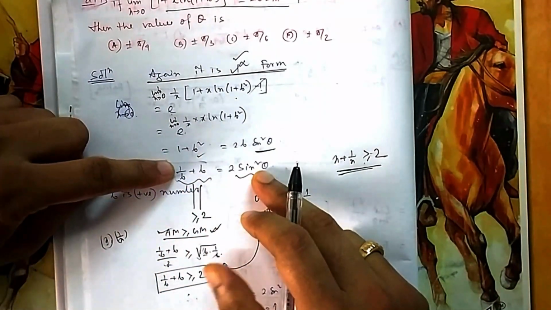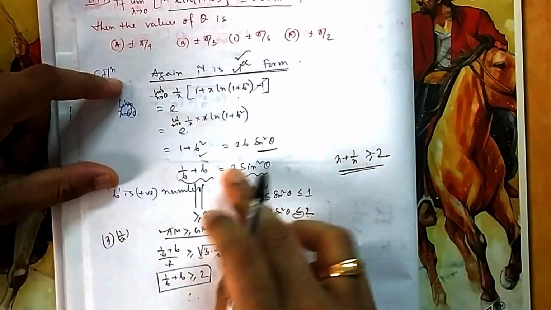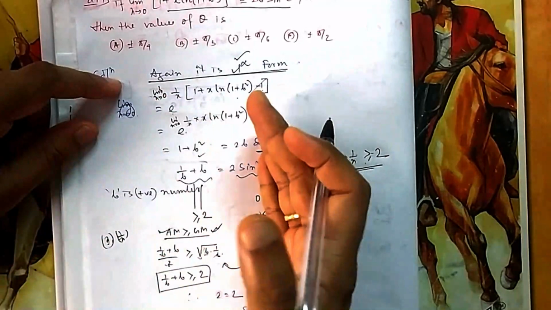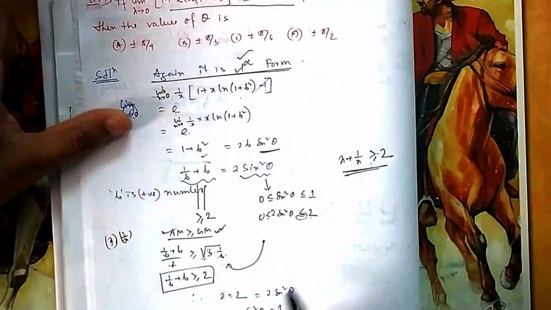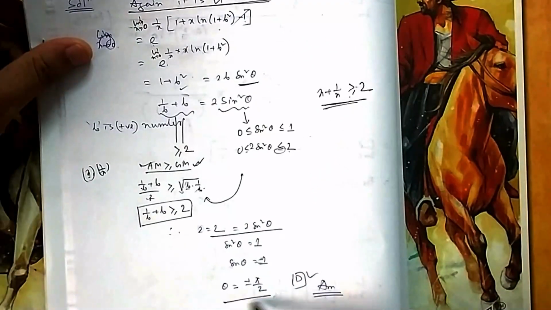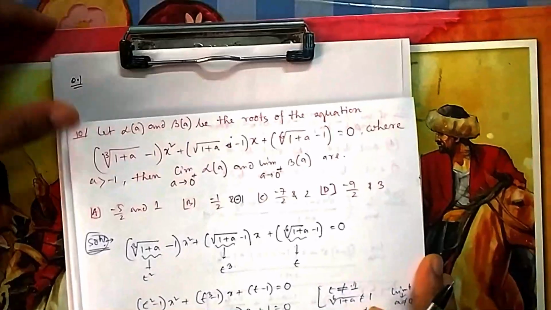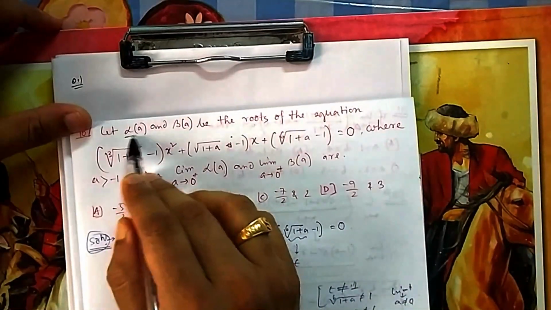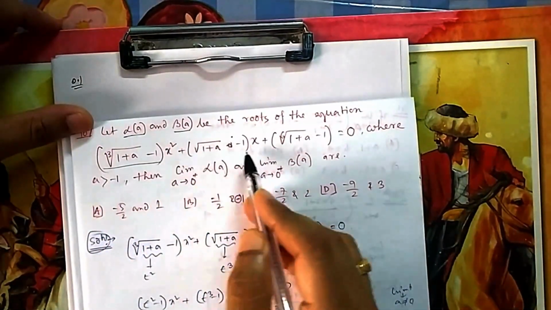So when will this side be equal? There is only one option, when both are equal to 2. Then only this will be equal, otherwise one is always greater than 2 and the other always less than 2, so these two sides can never be equal. They can be equal only if both are equal to 2. So 2 is equal to 2 sin square theta. From here you can find your sin theta, that is plus minus pi by 2. Option D. Now if you come to question number 10, let alpha a and beta a be the roots of this equation. Alpha is an expression of a, beta is also an expression of a.